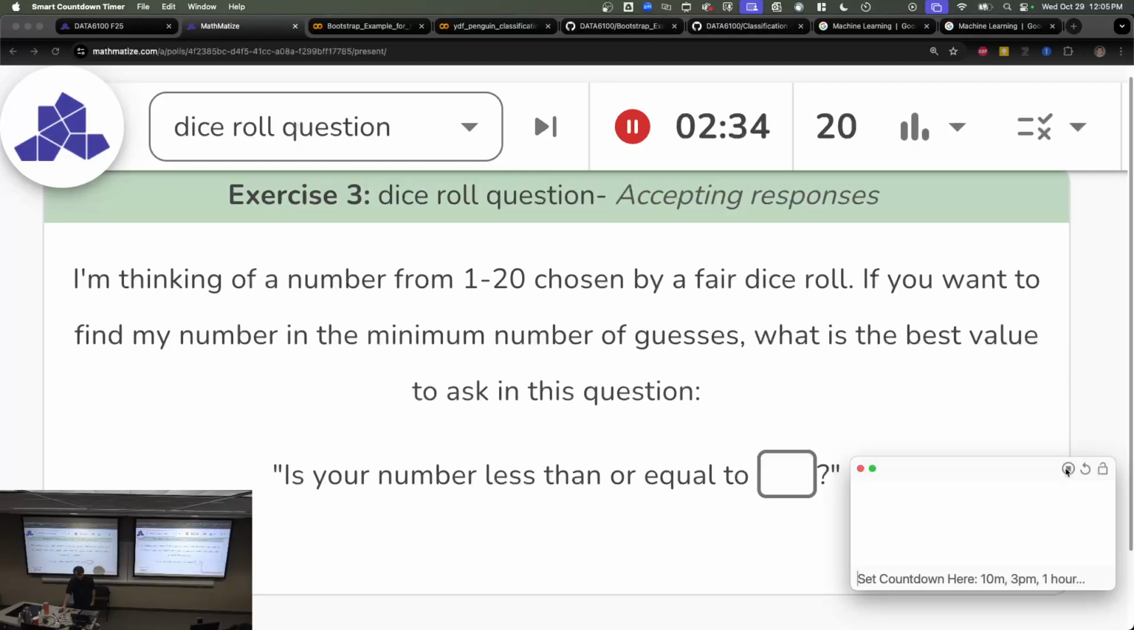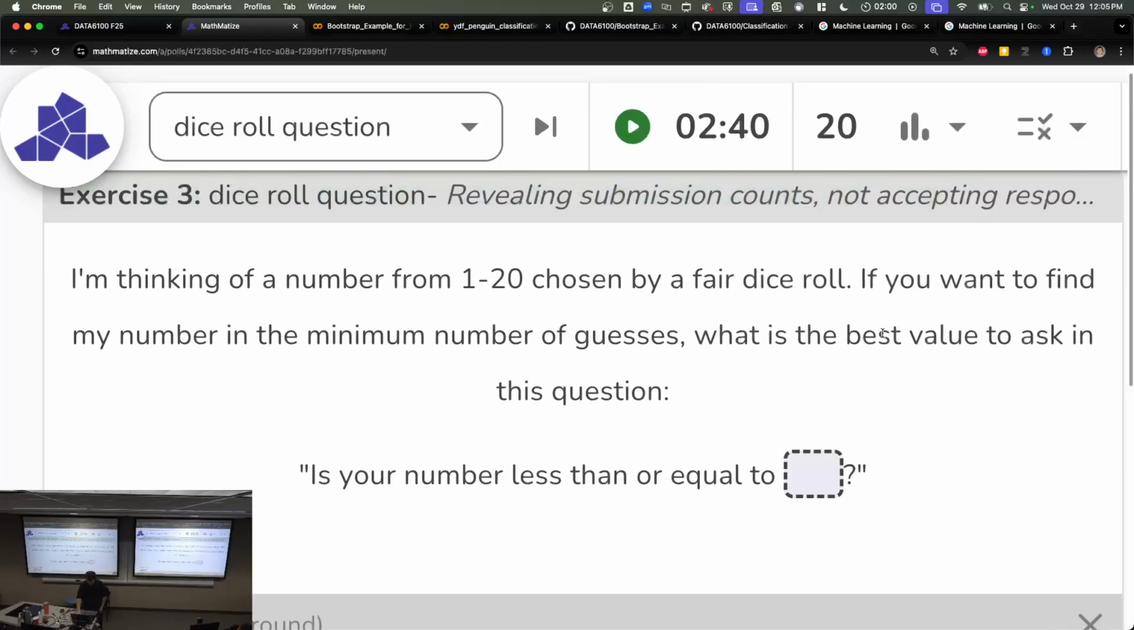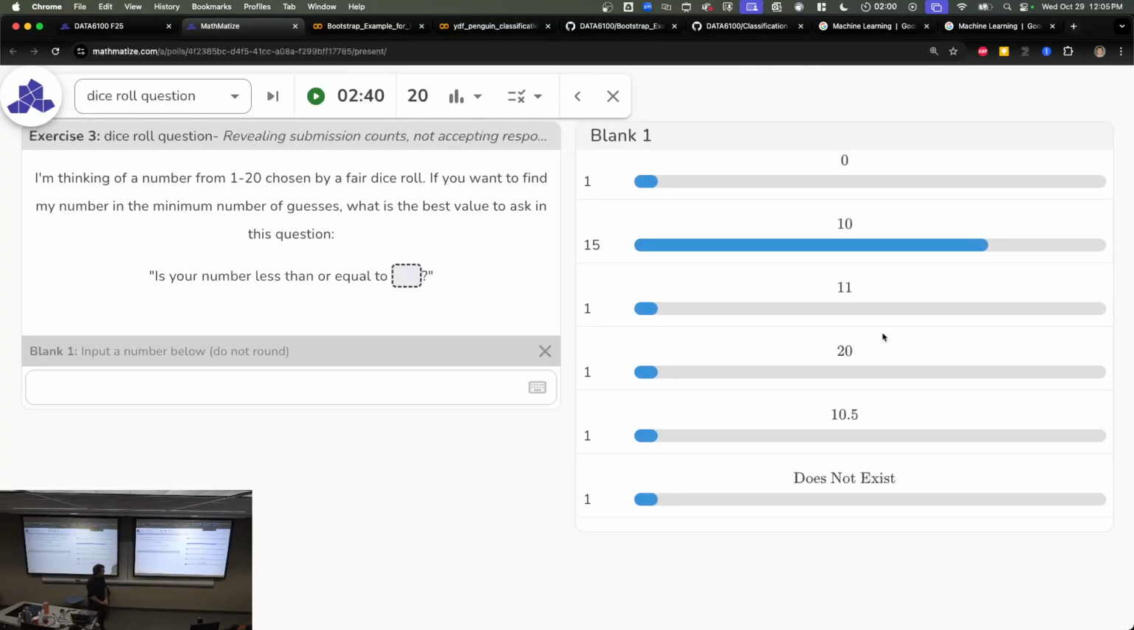All right, let's see what you said. This one should be not so hard. Okay, 15 people said 10. One person said 10.5. Here I said less than or equal to, so less than or equal to 10.5 and less than or equal to 10 are identical, because the answer is yes only if it's 1, 2, 3, 4, 5, 6, 7, 8, 9, 10, and no otherwise. So this one is correct. That one is what everyone said. What is the correct answer? The correct answer is, of course, 10.